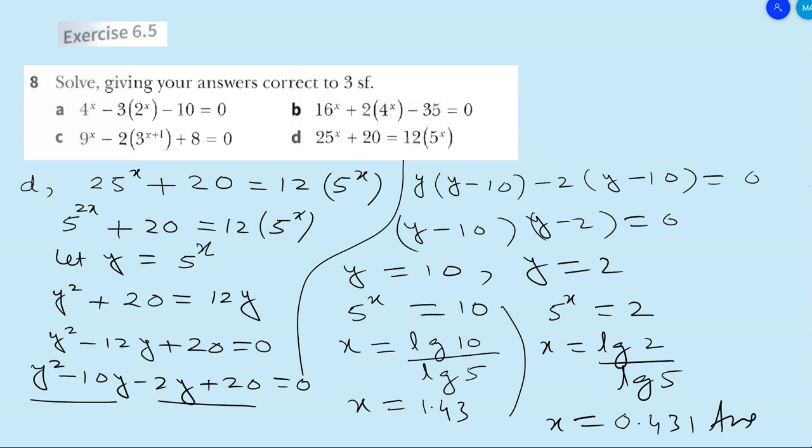So we have two answers of x. One is 1.43 and the other is 0.431. So this is question number 8. Now move to question number 9.